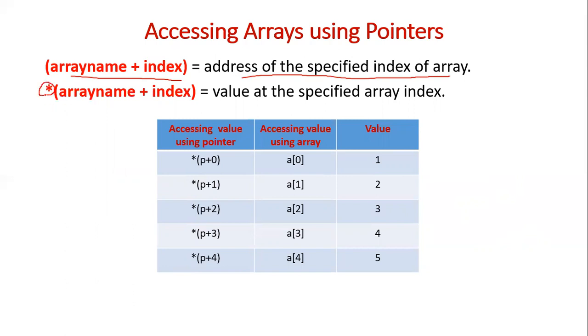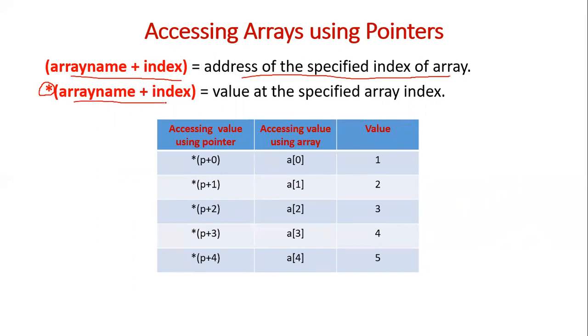Because star represents what? Value at address. There are two usages of star. First usage is to create a pointer variable. Second usage is to access the value. So with respect to the second usage, we call star as value at address. So it means value at this particular address.